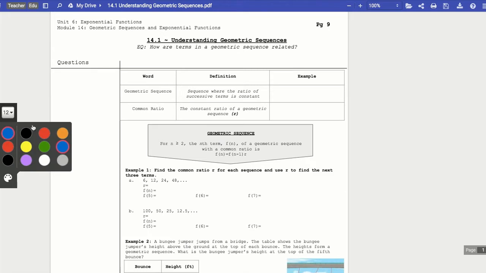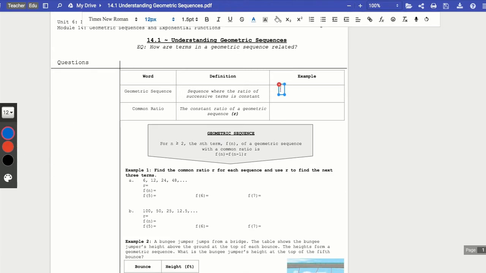So just for an example of a geometric sequence, if I have the number 1 and I decide to multiply all terms in the sequence by 2, then 1 times 2 is 2. 2 times 2 is 4. 4 times 2 is 8. 8 times 2 is 16. 16 times 2 is 32. And then the pattern would just continue, so on and so forth.